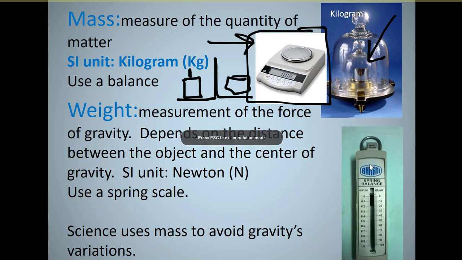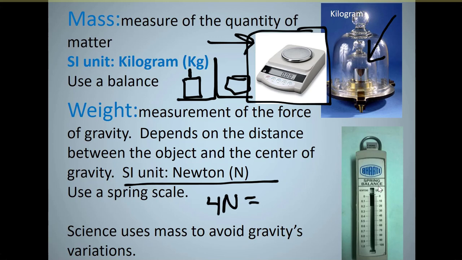And you use a spring scale to measure weight. The spring will go down and tell you how many newtons it is. That is the international standard unit for weight. If you're wondering what a newton is compared to a pound, there are about 4 newtons per 1 pound. So if you were a person weighing about 100 pounds, that's about 400 newtons. Again, because of gravity's variations, we tend to stay away from weight.